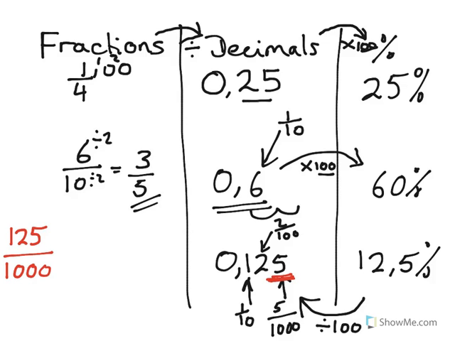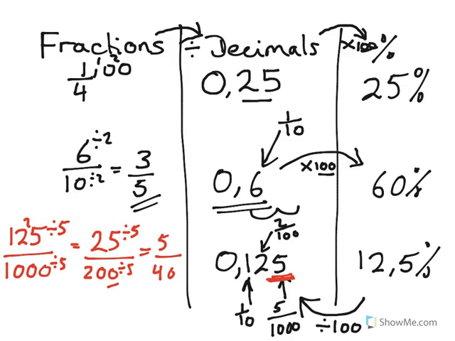We can divide 125 and 1,000 by 5. If we do that, 12 divided by 5 goes 2 times, 2 left over. 25 divided by 5 goes 5. 1,000 divided by 5, well, 5s into 10 go 2, and then we've got 2 zeros left over. But look, we can divide by 5 again, top and bottom. 25 divided by 5 is 5. 200 divided by 5 is 40, giving us 5 over 40.